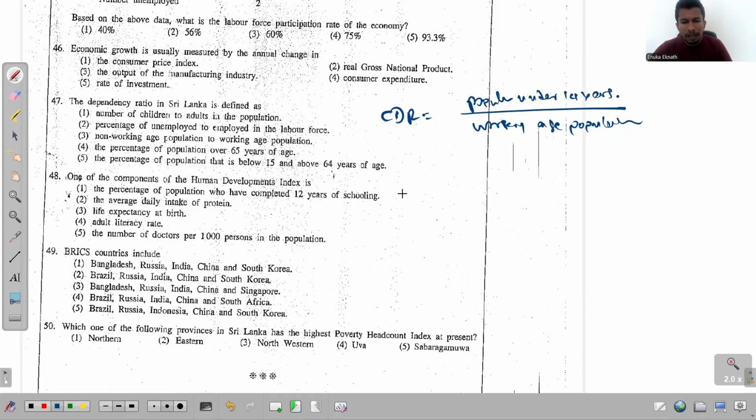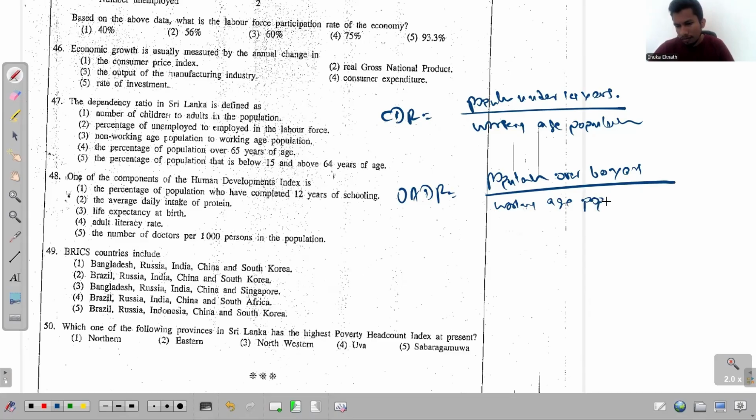And if you calculate the other one, old age dependency ratio, so there you put population over 60 years divided by, again, working age population. So both you need to multiply by 100. So this is how you calculate them. Enough. Let's come to this.